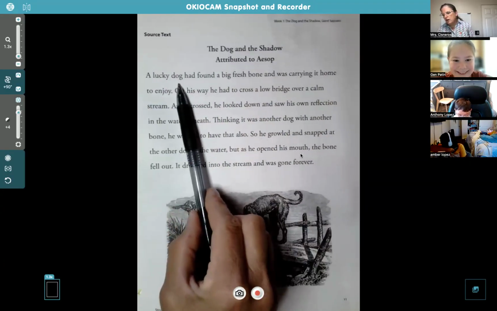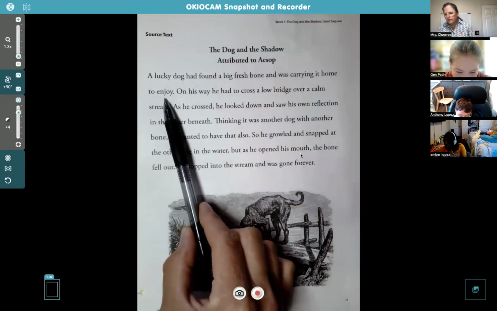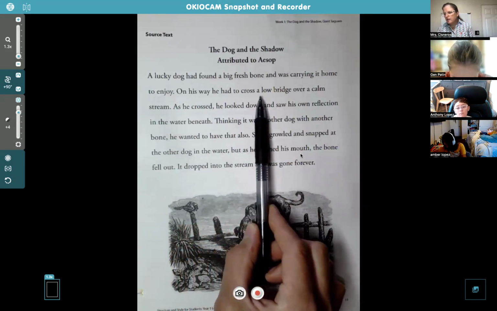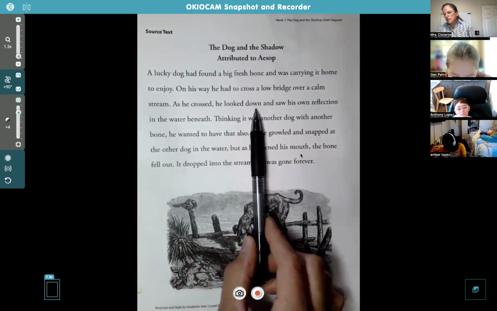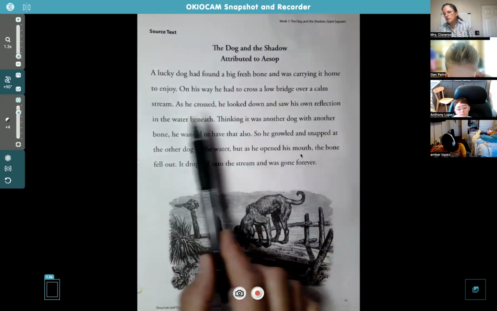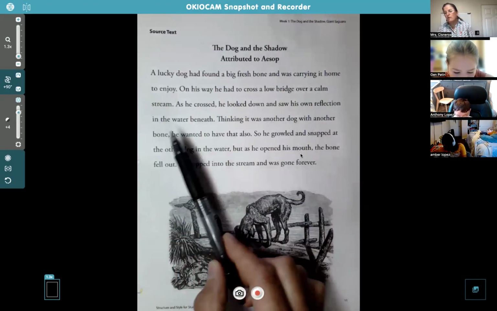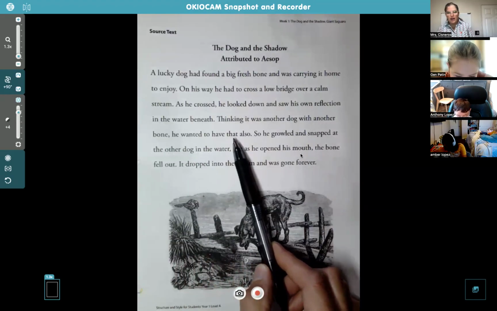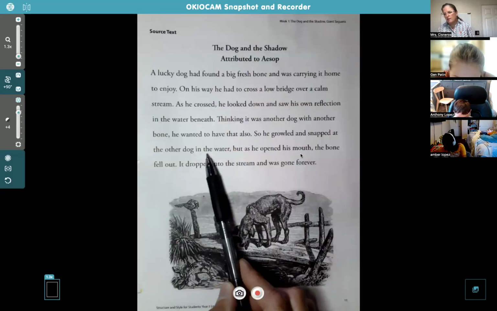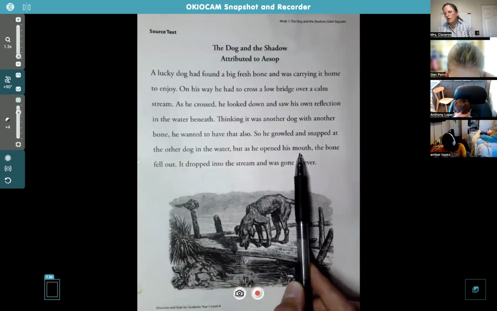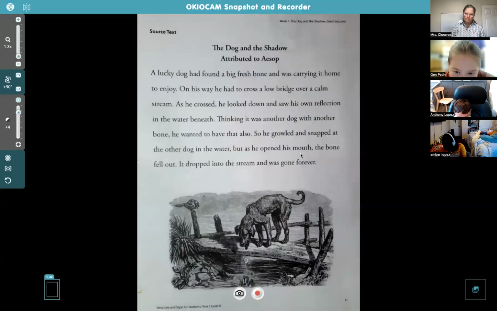It says, a lucky dog had found a big fresh bone and was carrying it home to enjoy. On his way, he had to cross a low bridge over a calm stream. As he crossed, he looked down and saw his own reflection in the water beneath. Thinking it was another dog with another bone, he wanted to have that also. So he growled and snapped at the other dog in the water. But as he opened his mouth, the bone fell out. It dropped into the stream and was gone forever.